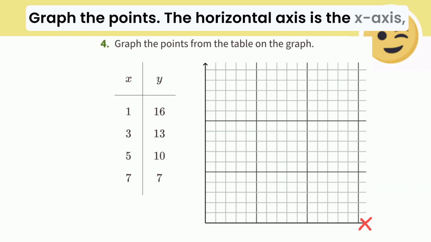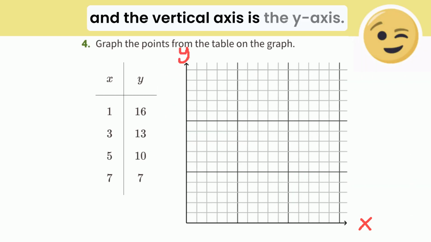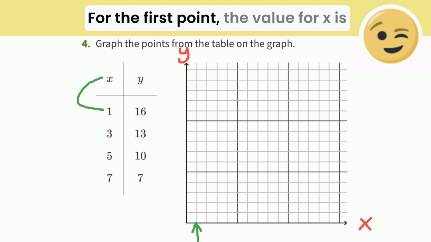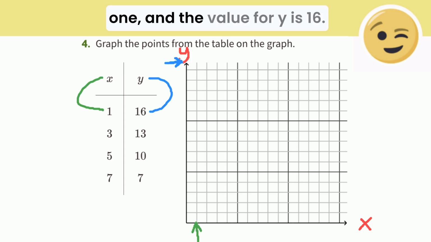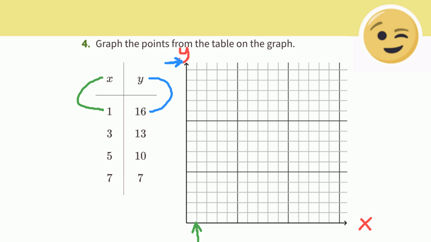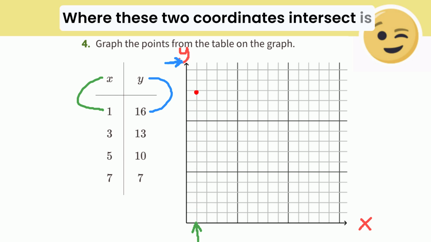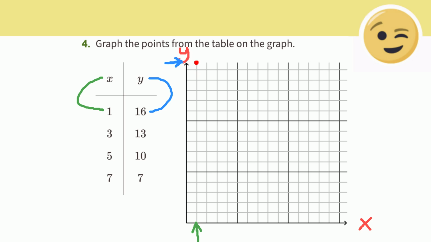Graph the points. The horizontal axis is the x-axis, and the vertical axis is the y-axis. For the first point, the value for x is 1, and the value for y is 16. Where these two coordinates intersect is where we'll put the point.